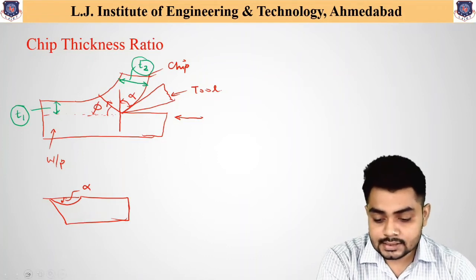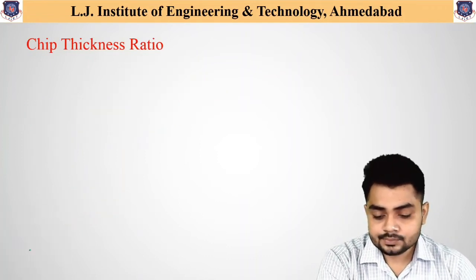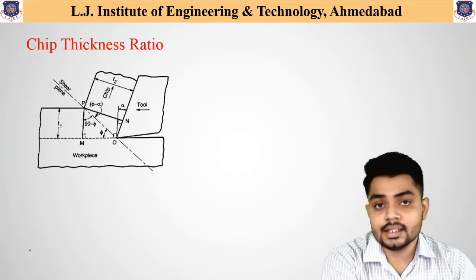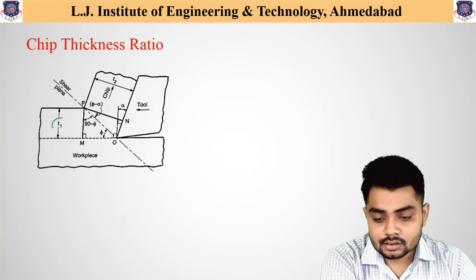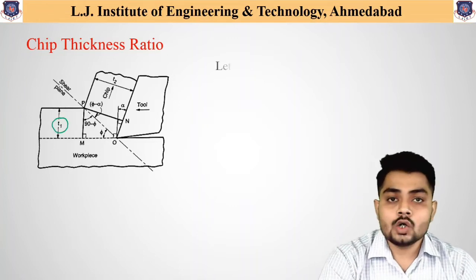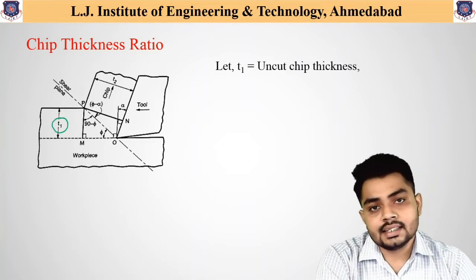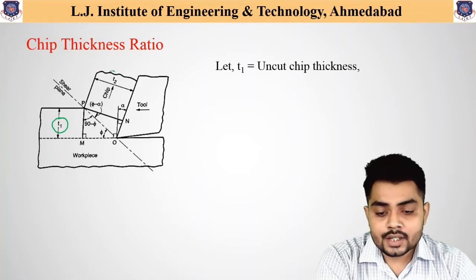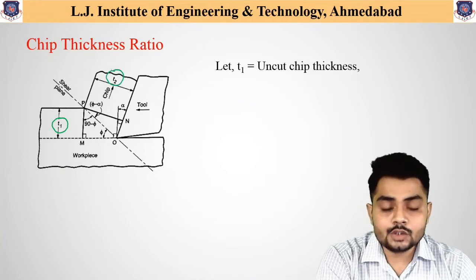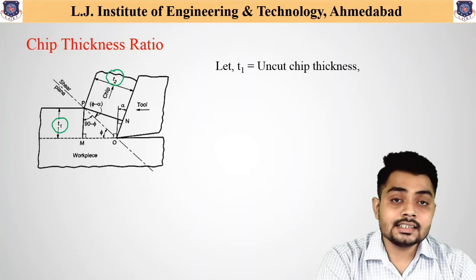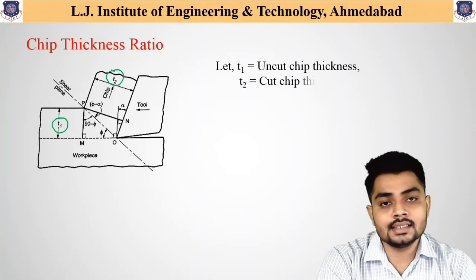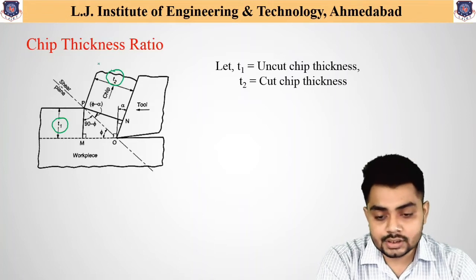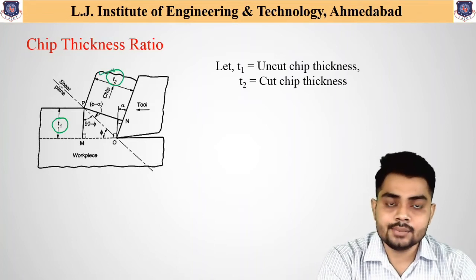Now let us discuss the main important point. You can see the figure over here. Let us summarize. This T1 is called the uncut chip thickness. Similarly, this T2 is obtained in the form of the chip after removal of the material, and it is called the cut chip thickness. So T2 indicates cut chip thickness.